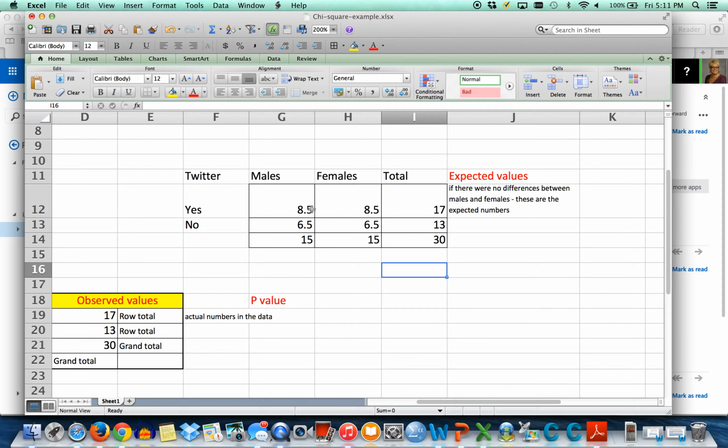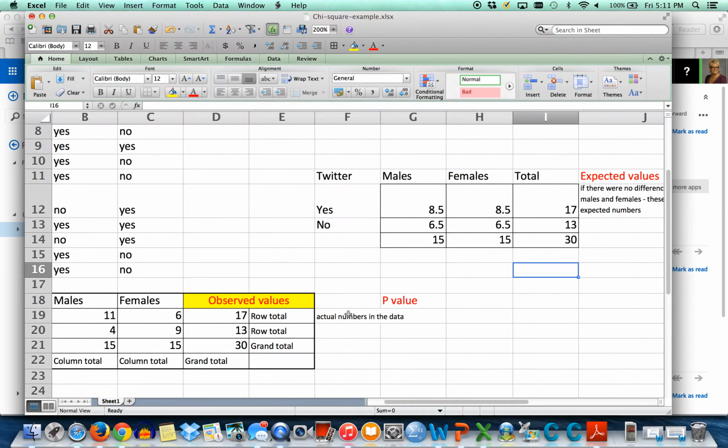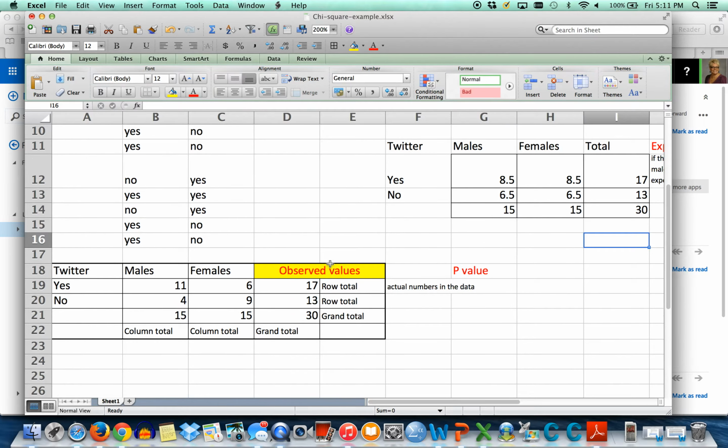So you would expect to see 8.5. I know you can't have half a person, but we would round up. 8.5 males would say yes, 6.5 would say no, and 8.5 females would say yes, 6.5 would say no. But that's not what we observed. What we observed is here with these numbers. And that is what we need to find out. Is there something significant about that?